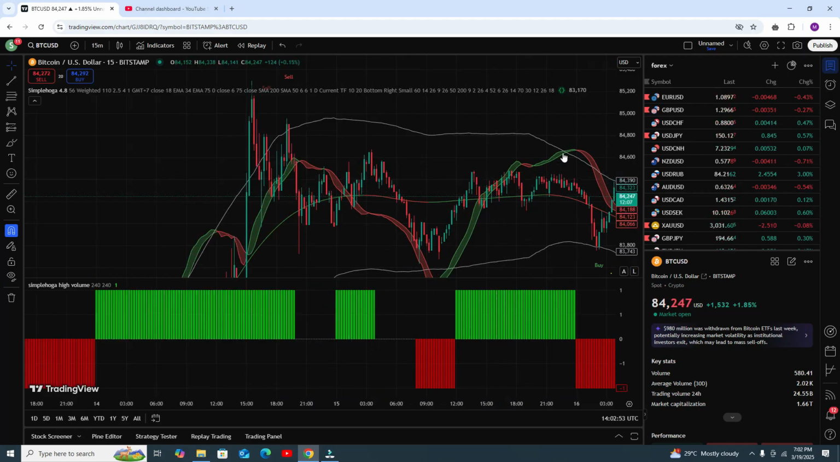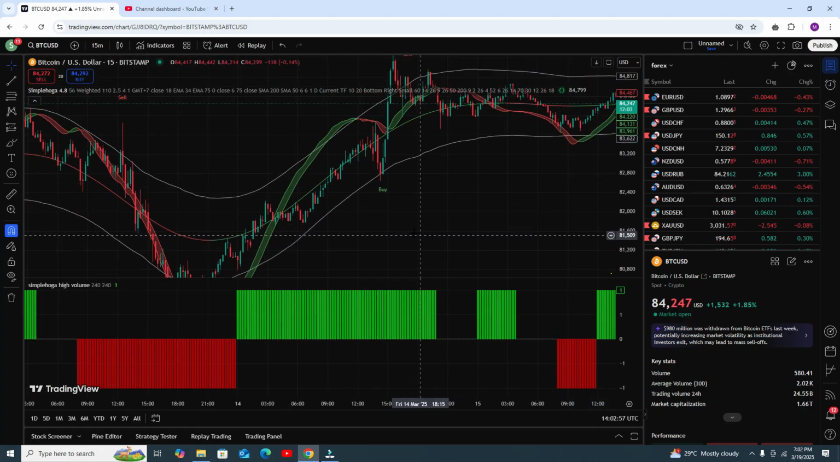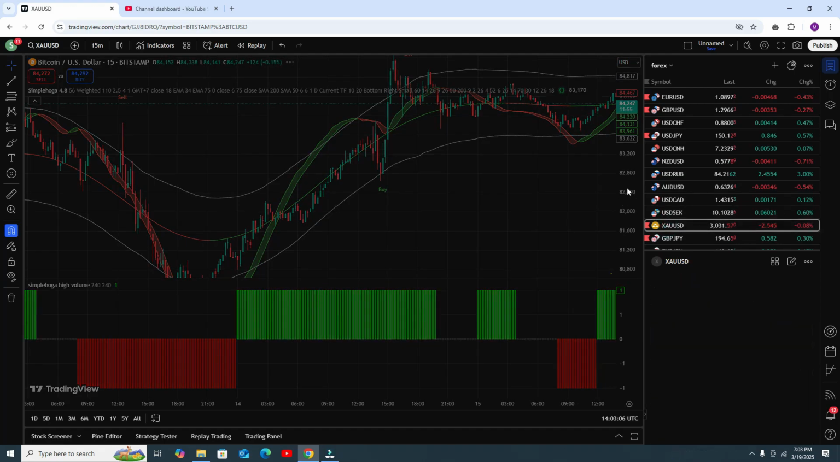Let's see results in some other pairs, like gold and some other results. Okay, here you can see that is your entry point, that is another entry, and you can see your target easily hit. Let's see the results in gold.